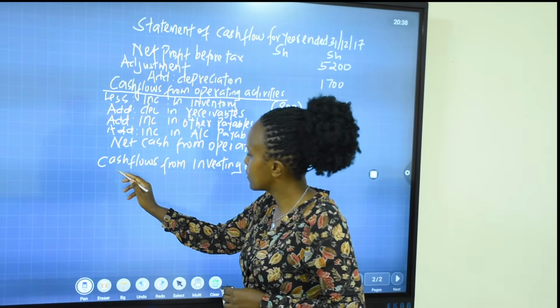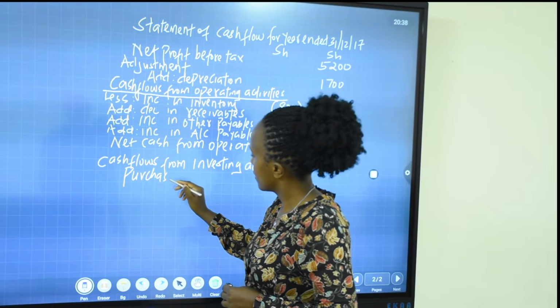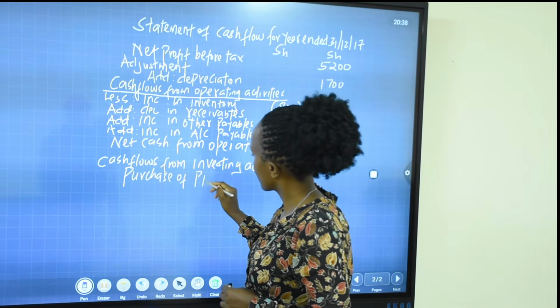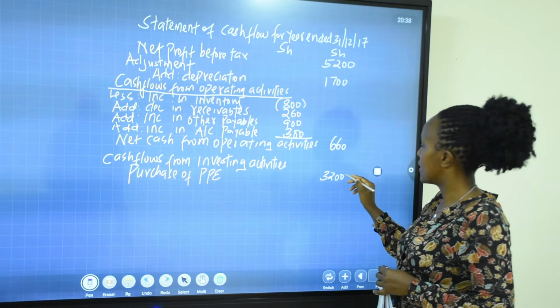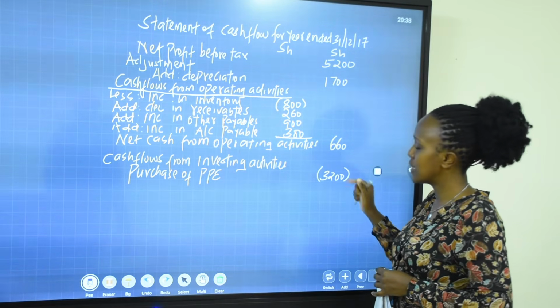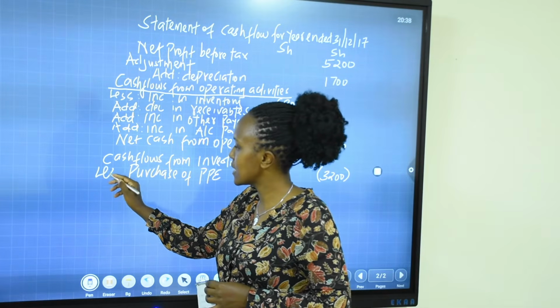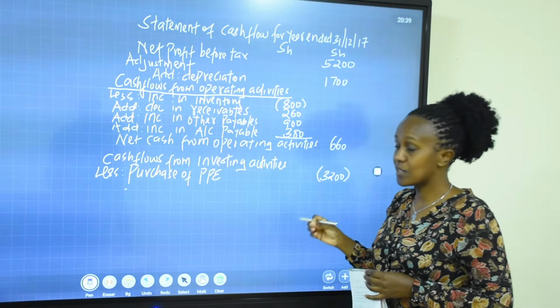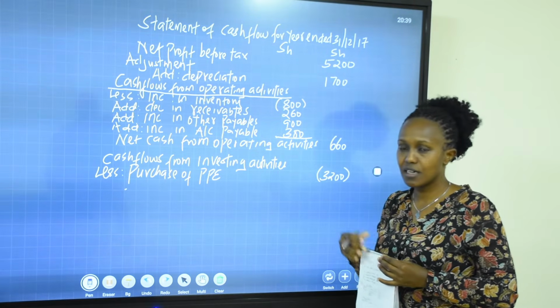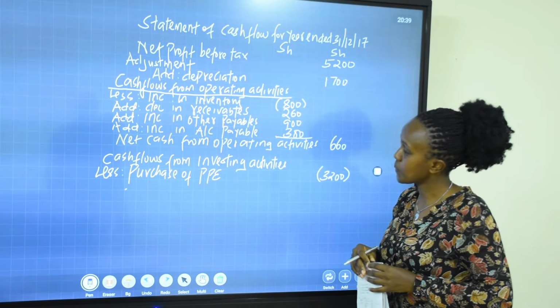So we are going to say that there was purchase of PPE, purchases of 3,200, and there is no other activity. When you purchase, what happens to cash? When you buy plant, property, and equipment, the cash goes out. There is an outflow, so we are going to subtract.